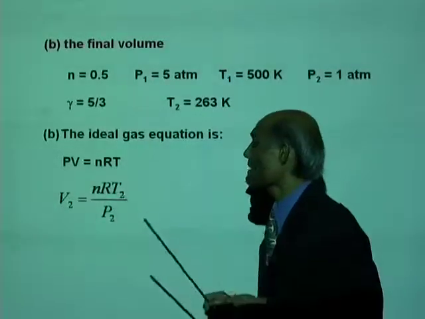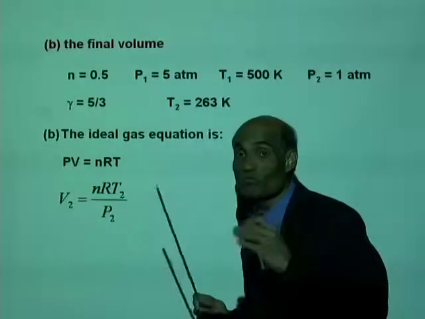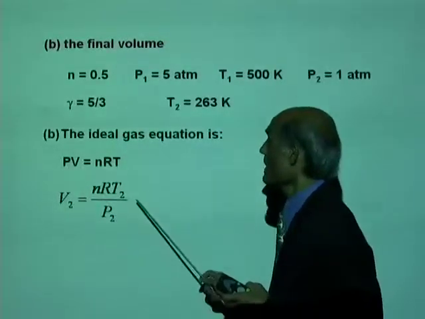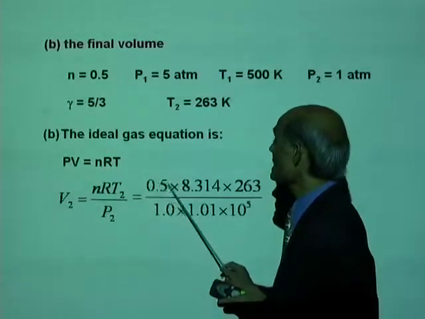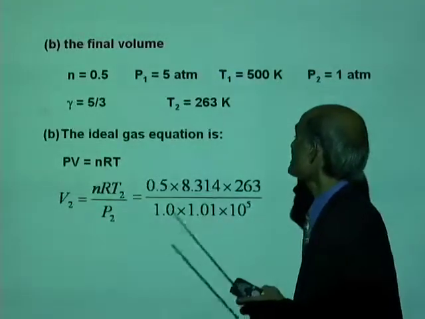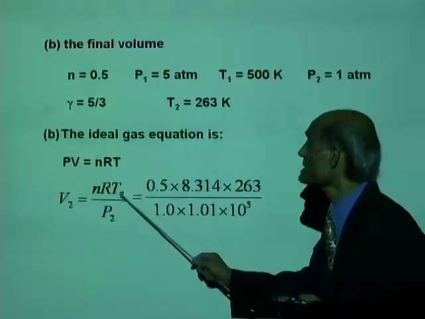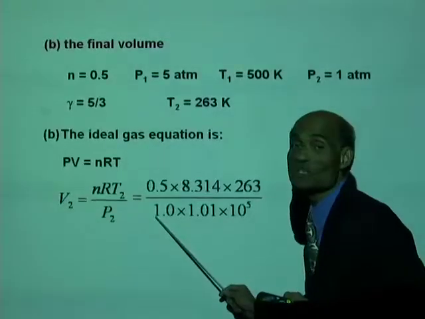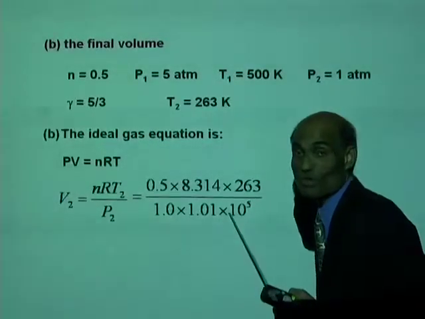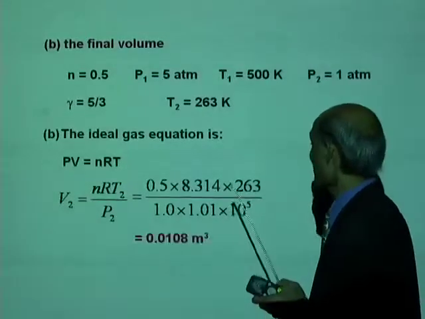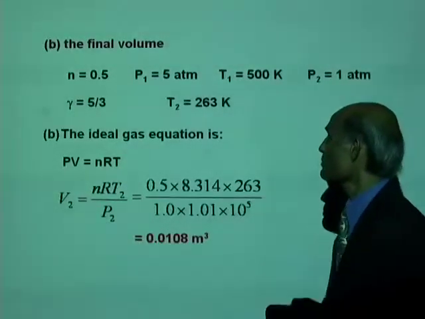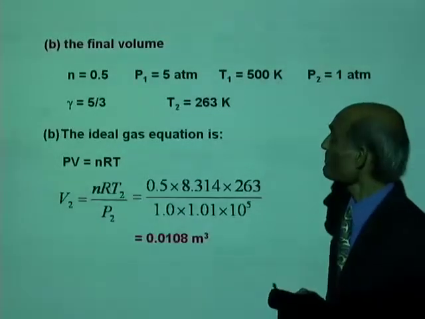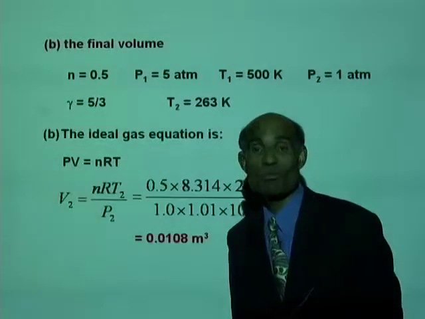So V2 equal to nRT2 divided by P2. Since we are looking for V2, we got to use T2 and P2. And we have all these values. n is 0.5 moles, R is 8.314, T2 we calculated as 263 Kelvin, and P2 is 1 atmosphere. Always convert that to Pascal, and that gives V2 equal to 0.0108 meter cube.